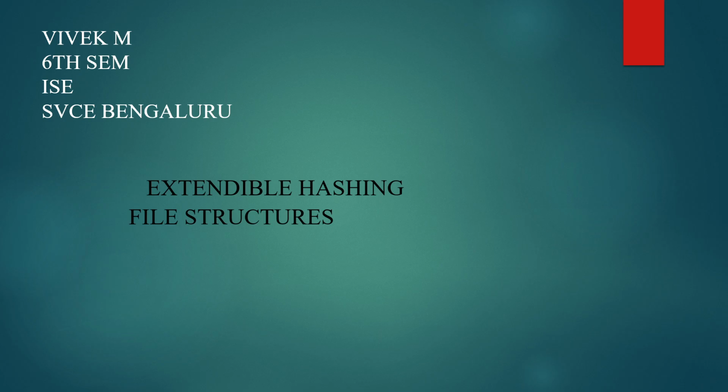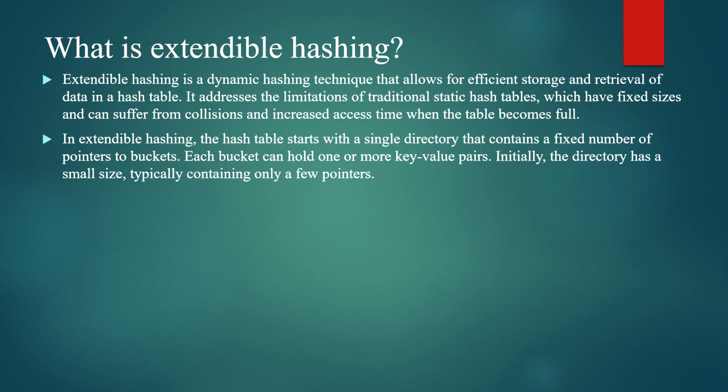So today let's see about extendable hashing in a file structure. So basically, what is extendable hashing? Extendable hashing is a dynamic hashing technique that allows for efficient storage and retrieval of data in a hash table. It addresses the limitation of traditional static hash tables, which have a fixed size and can suffer from collisions and increased access time when the table becomes full. So this is extendable hashing.